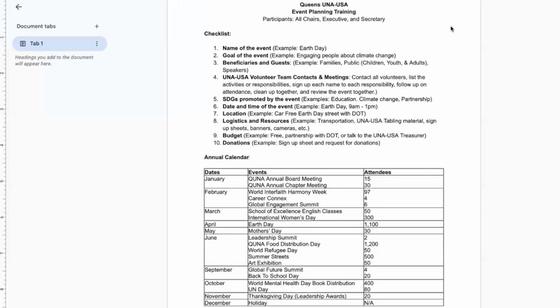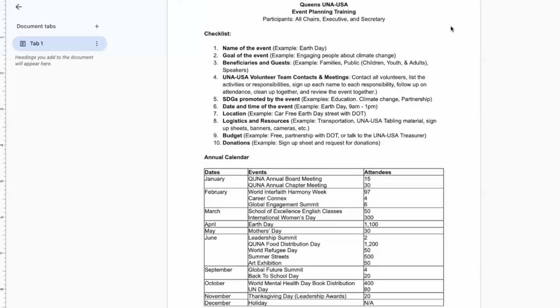Number six is the date and time of the event. So for Earth Day, it was 9 a.m. to 1 p.m. But as I was saying before, make sure you're planning accordingly for before the event and also after. Location. So for Earth Day, we actually partnered up with the Department of Transportation and we had our car-free Earth Day outside on the street. So you should know what setting your event is going to be hosted in.